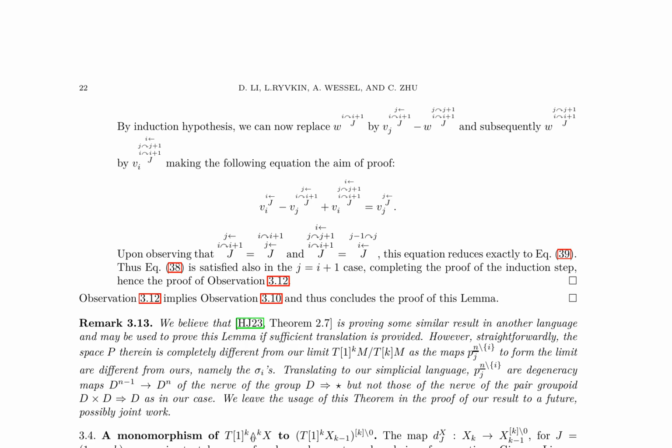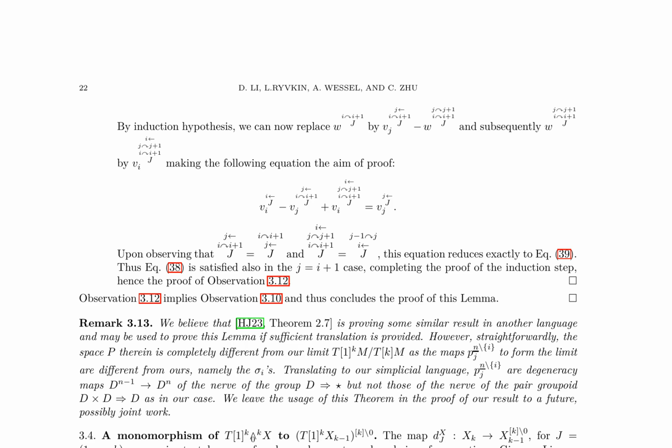The proof of observation 3.12 is established by deriving an equation, which is reduced to EQ 39, under a specific condition. This reduction completes the induction step, thereby concluding the proof of observation 3.12 and, by implication, observation 3.10.